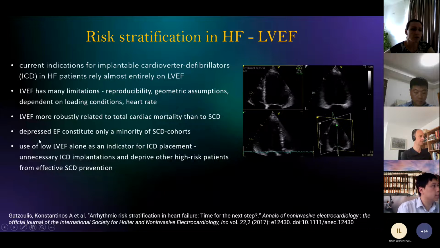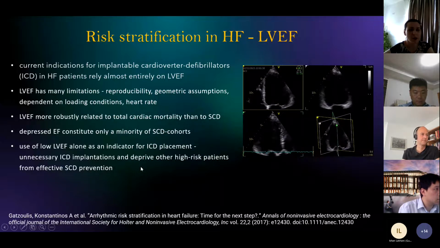Also, use of low ejection fraction alone as a criterion in a patient's selection for ICD may both lead to unnecessary ICD implantation and deprive other high-risk patients from effective sudden cardiac death prevention. Thus, new stratification strategies are needed.